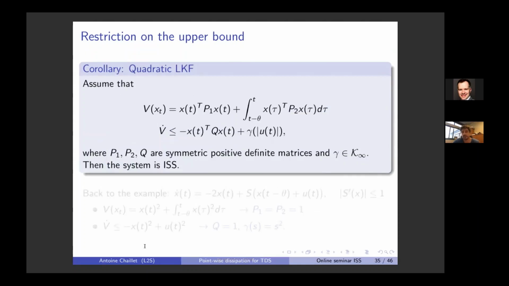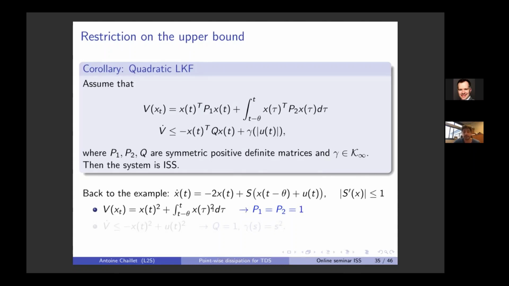A direct corollary is the case when the Lyapunov functional is quadratic in non-delayed terms plus the integral of a quadratic function, and dissipates in a quadratic manner too, pointwise but quadratic. Then I directly get iISS. So going back to the example, the functional V was like this, so I get p1 and p2 equal to 1. The derivative was like this, so I get q equals 1, gamma of s a quadratic function, and I conclude iISS for this system.